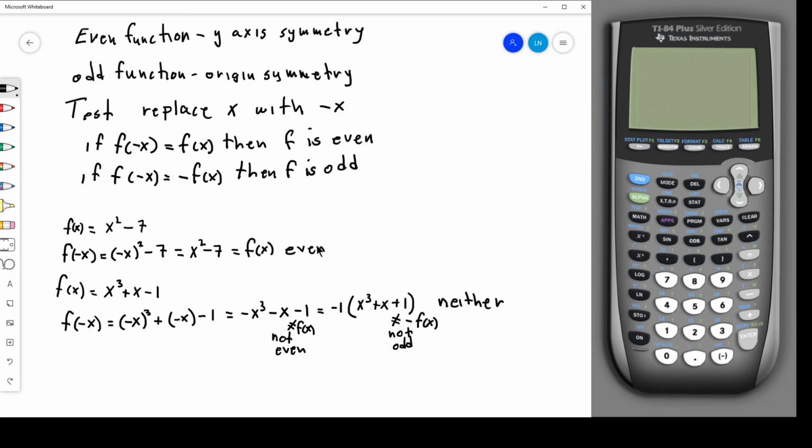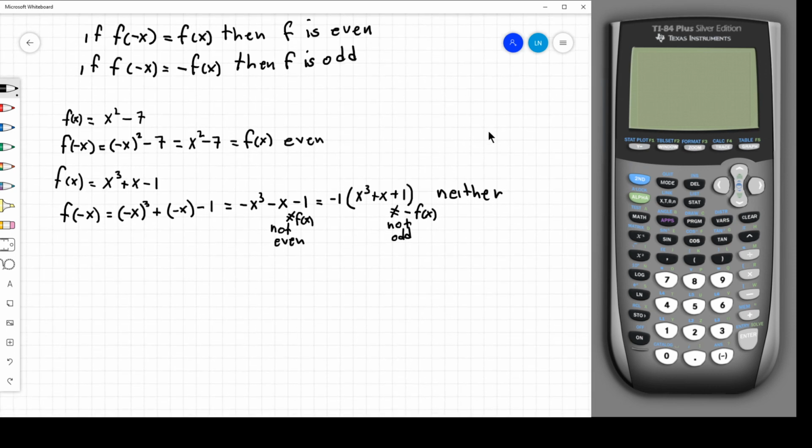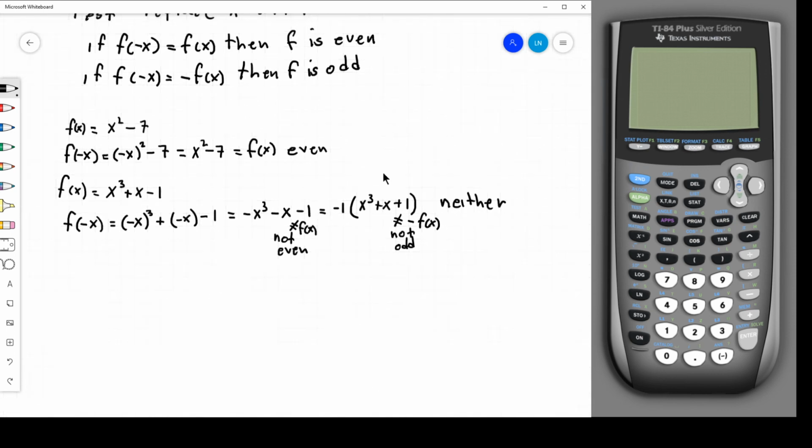All right, so I'm going to do one more of these, and then I'm going to stop. Sorry about that. All right, so let's do f of x equals x to the fifth minus x to the third.